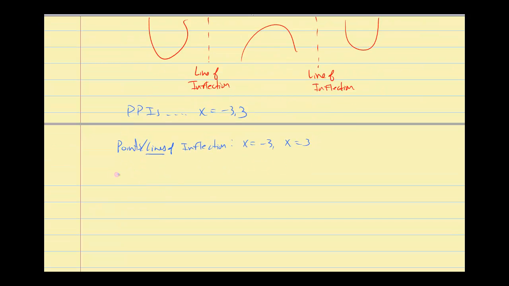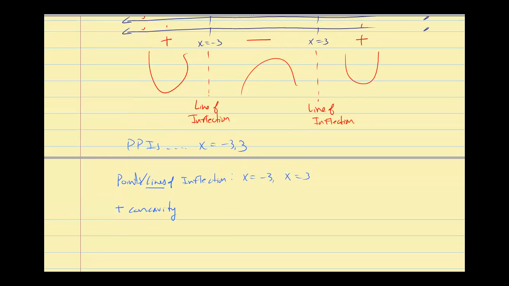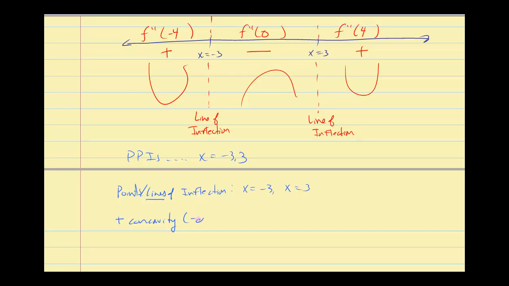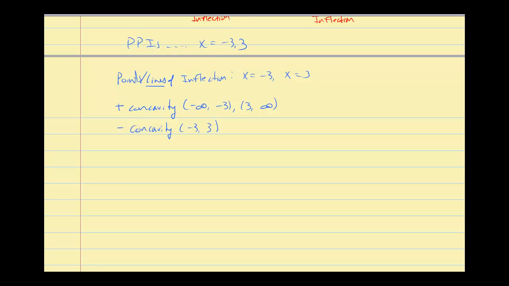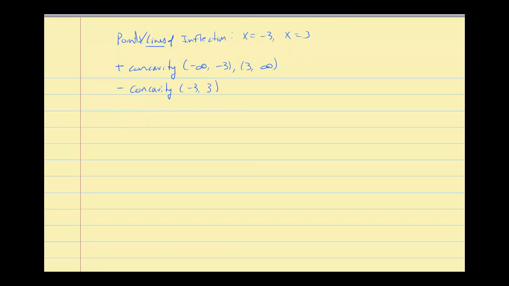We have intervals where we have positive concavity. If we look up here a little bit, I have positive concavity from negative infinity to negative 3 and from 3 to infinity. And I have negative concavity from negative 3 to positive 3. So we have everything summarized here pretty nicely. Let's go ahead and look at a curve sketch to see what's happening here.